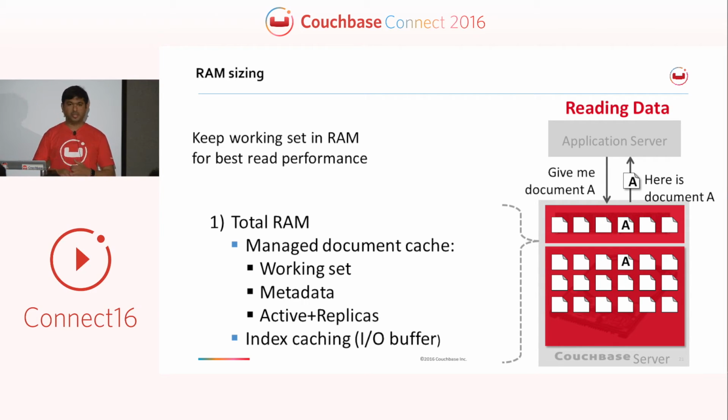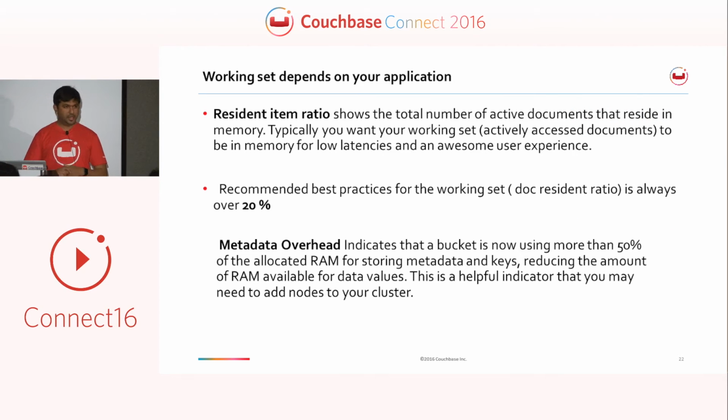And also there is a little bit of caching that you might have to leave headroom for outside the bucket quota. That is for the indexing for views. So in case you're using views, make sure that you still have some headroom outside the bucket quota. So the resident ratio is one of the most important things to consider.